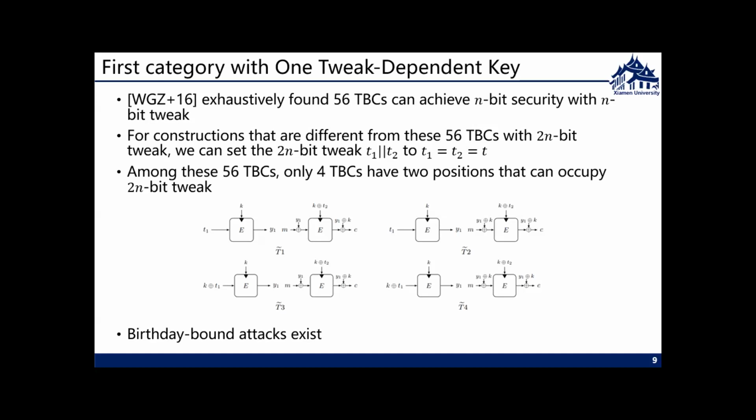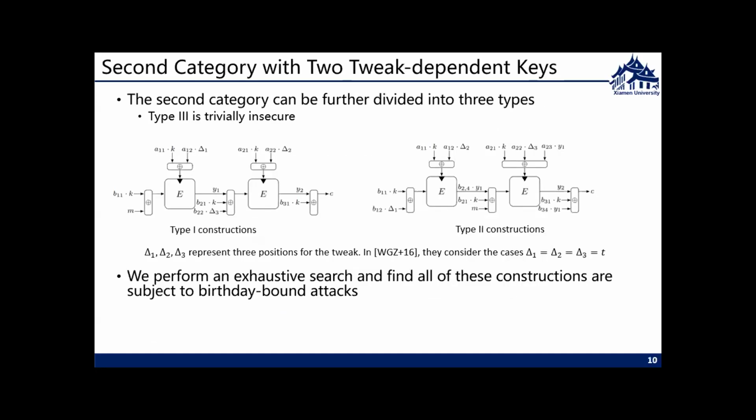And we find only 4 TBCs out of these 56 have 2 positions that can be occupied for a 2n-bit tweak. And these are the 4 TBCs we found among these 56. But finally, you find there's some birthday bound attack. The attack is not so difficult. Maybe just change the input and output of the TBC and try to find some collision or even some key recovery attack. But these 2 constructions can achieve more than birthday bound security. And then we continue, because the first category with the 1 tweak-dependent key can rely on the previous result somehow.